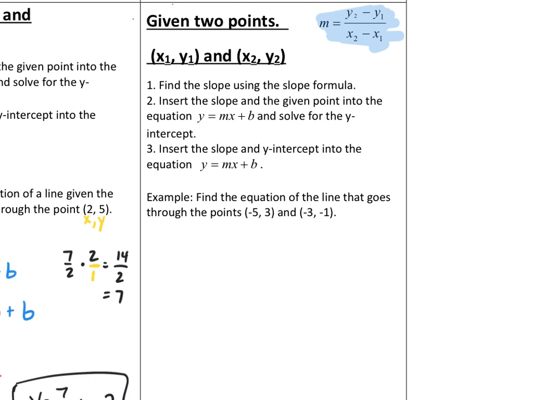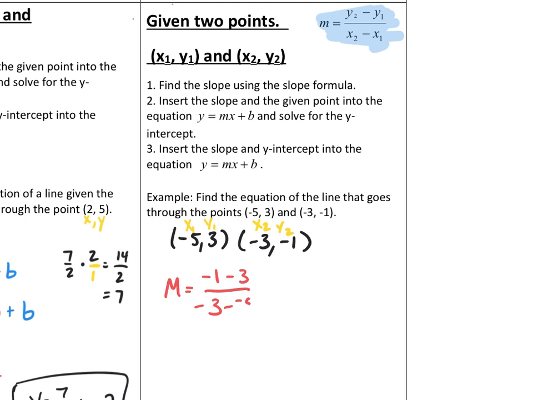So as I come down here, I see that they give me 2 points, and I'm going to rewrite them. -5 and 3, and -3 and -1. So step number 1 is to find the slope. Well, I've got to label these points. This is going to be x1 and y1. This is going to be x2 and y2. So I want to start by finding my slope. Well, my slope is going to be y2, which is -1, minus y1, which is 3, over x2, which is -3, minus x1, which is -5.